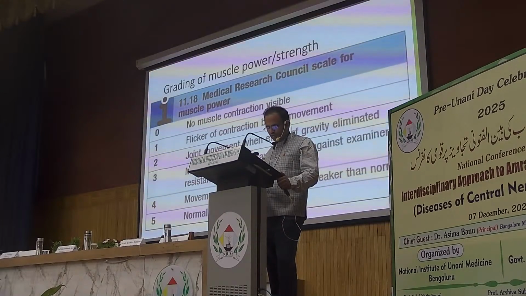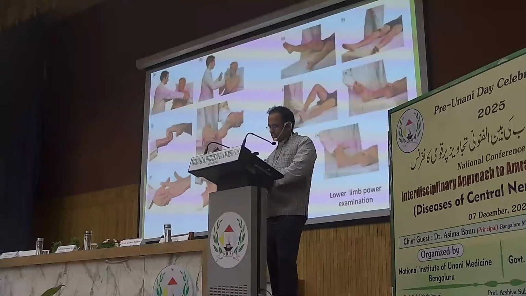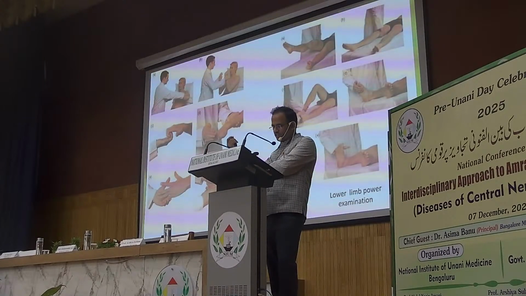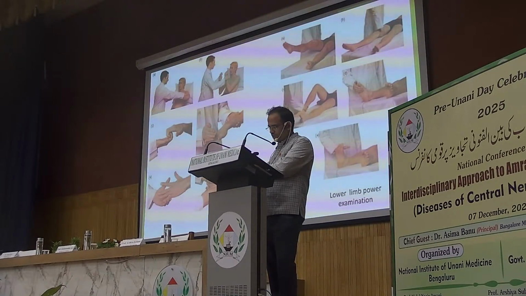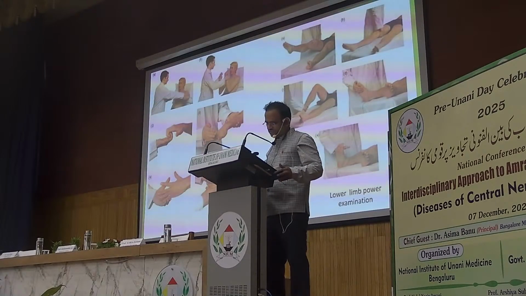Grade 4 is movement against resistance but weaker than normal, and grade 5 is normal. So this is how we test, with different pictures showing movement against the resistance. If you are checking for flexion, you apply the resistance and ask the patient to flex. The same thing for extension: you ask the patient to make a fist, apply pressure, and ask him to extend. Apply pressure and flex; like that you can do it for different muscles.